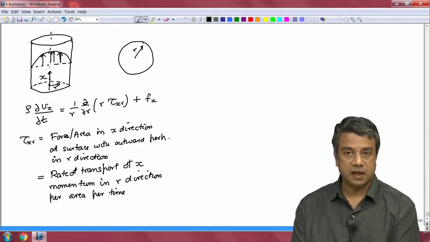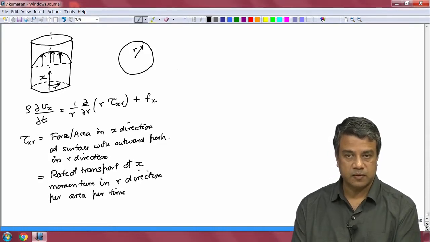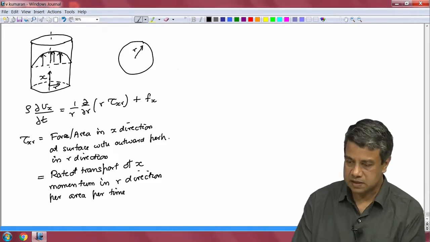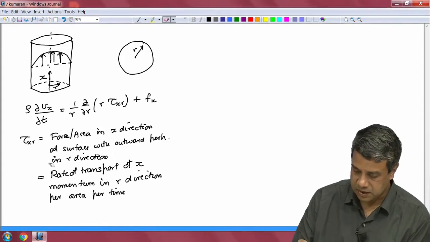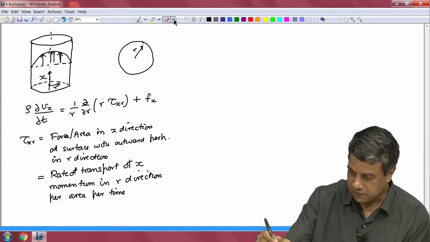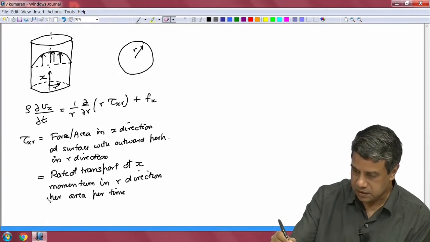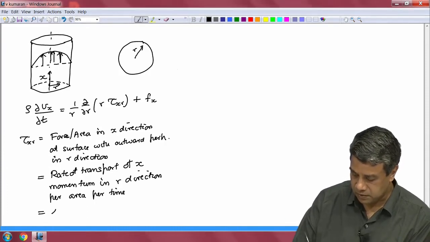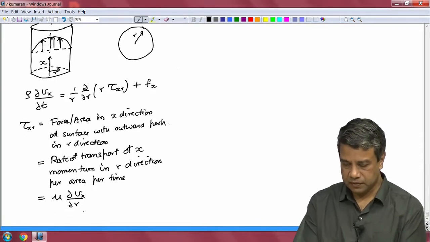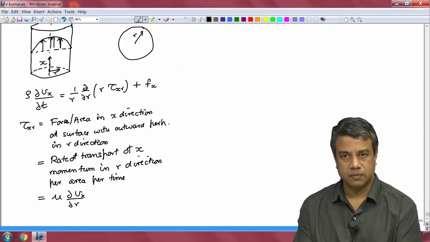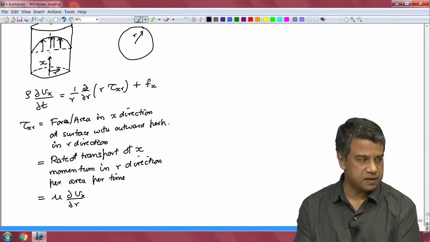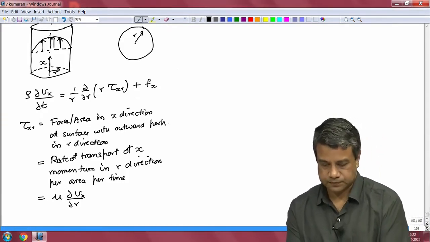So, that is going to be the balance condition for the x momentum, the momentum along the axis of the cylinder. From Newton's law of viscosity, this is going to be equal to mu times partial Vx by partial r. That is the expression for the stress. Positive sign in this case because I am considering momentum. For mass and heat flux, it would have been a negative sign.